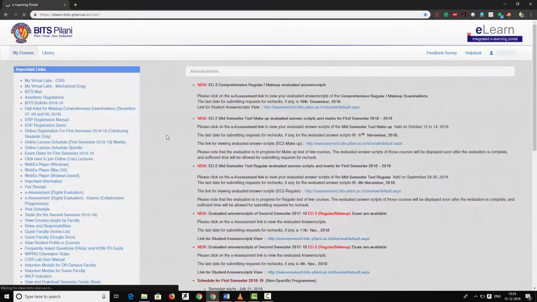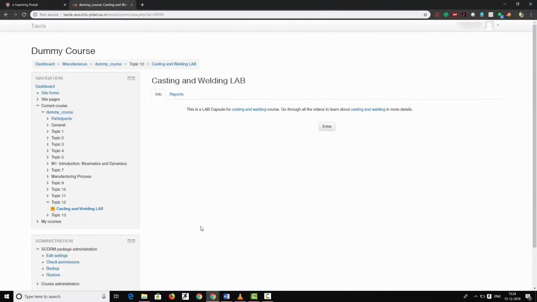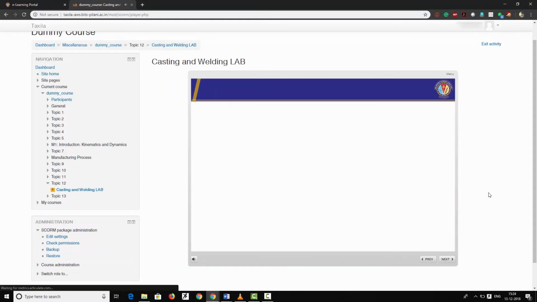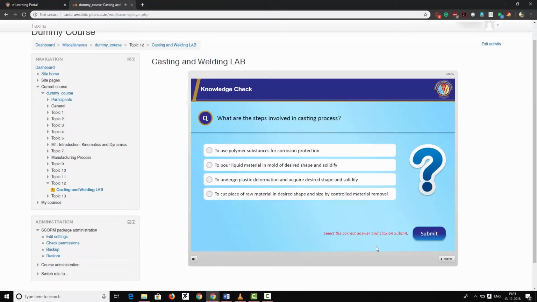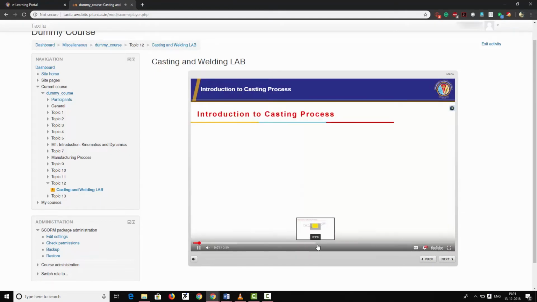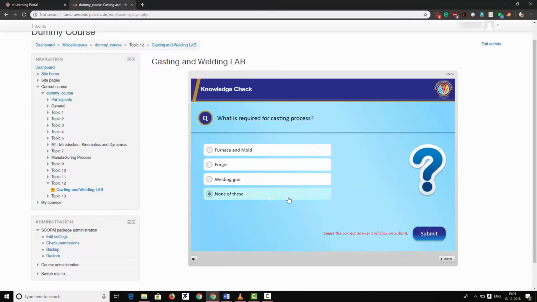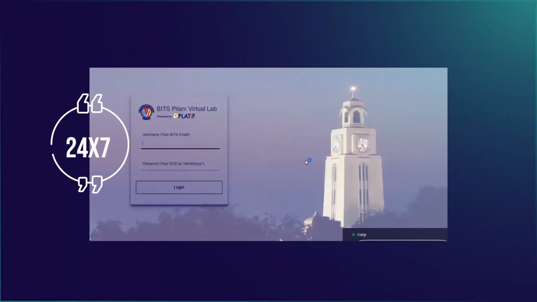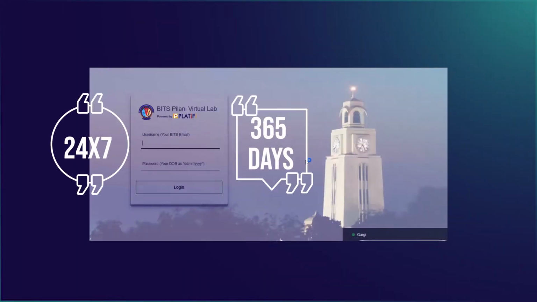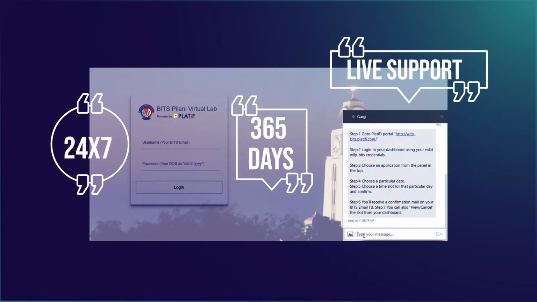The structured lab exercises are packaged as simulation capsules that guide the students through a sequence of practice problems of increasing complexity, eventually to build the competency to solve an industry-scale problem. The lab is open 24/7, 365 days with live support.